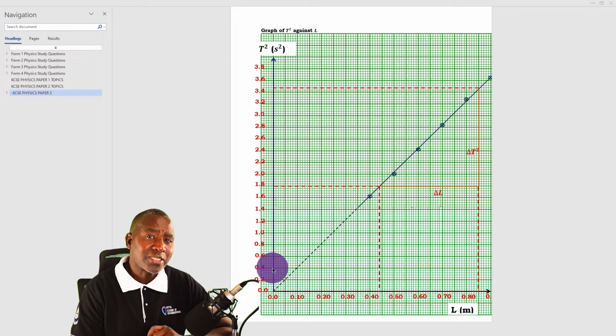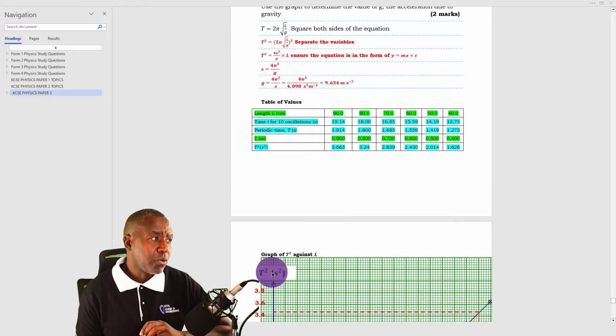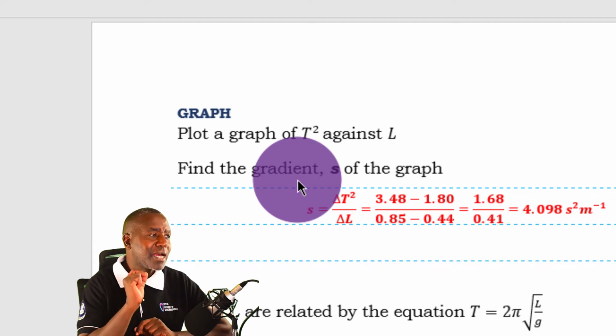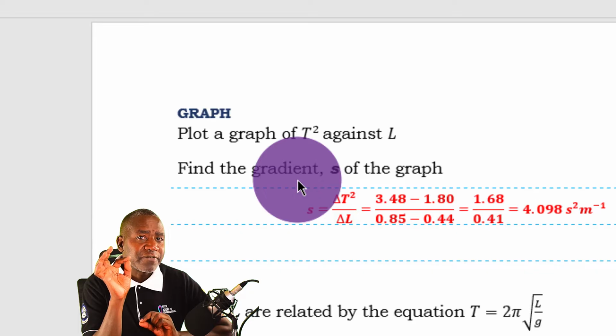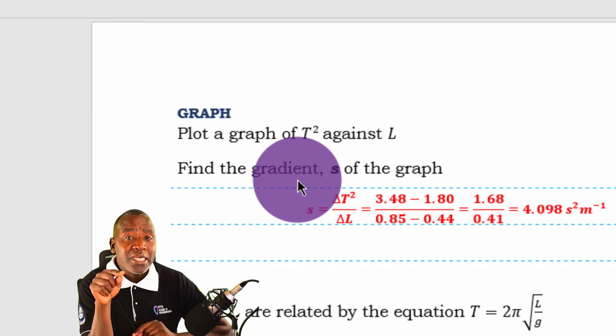Now, how do you know that this one is a curve and not a straight line? There are certain pointers in the question that tell you that it's a straight line. When you look at the questions that you've been asked, find the gradient S of the graph. If you find that question, find that statement, find the gradient or find the slope, they may give it any symbol. Usually they use S. Find the slope S of the graph, or find the gradient S of the graph. If you find that sentence, it implies that the graph you should have got is a straight line.